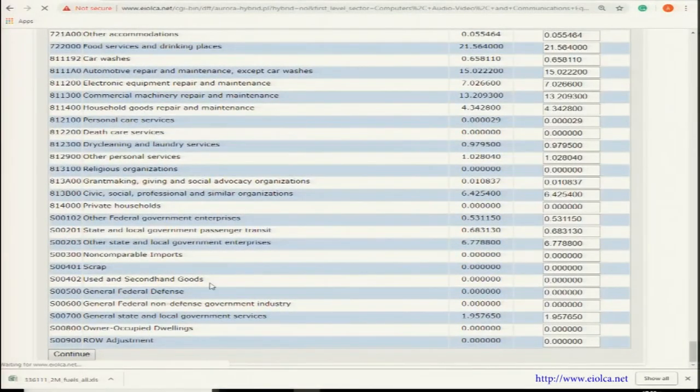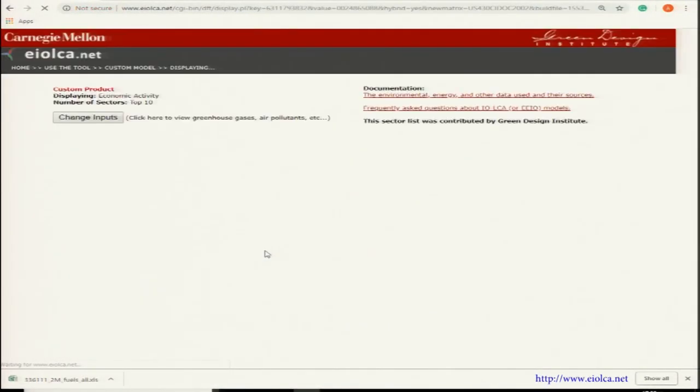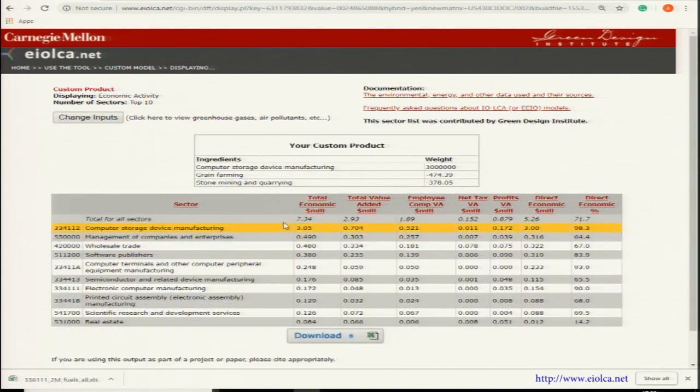Continue. So these are the updated results with the data that we have put in, and those are considered. So this is telling that your custom product is like this. In grain farming minus 474 weight is there, and stone and mining this much is reduced than the data which they have in the database. So this is the hybrid model. So we can interpret the results, we can have the custom made models, we can get the hybrid models.